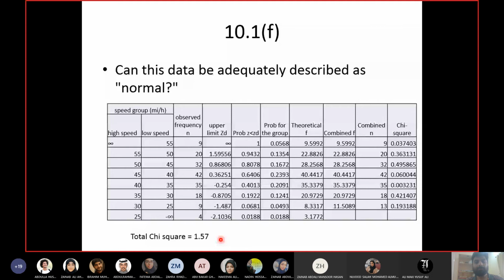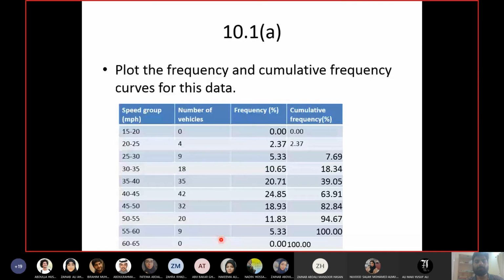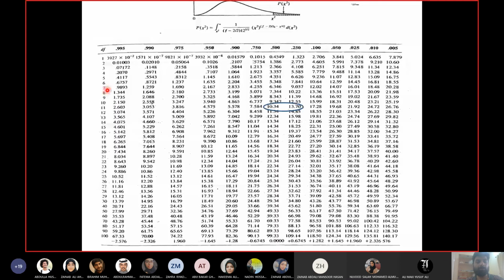Go to the chi-square table. Okay, the degrees of freedom row is here, and chi-square of 1.57 is between these two values, right? Between 1.259 and 1.690. For 1.259 the probability is 0.99. For 1.69 the probability is 0.9745. How much is my limit? It should be less than 0.05, right? In order to say it is not following normal distribution, the limit is less than 0.05.